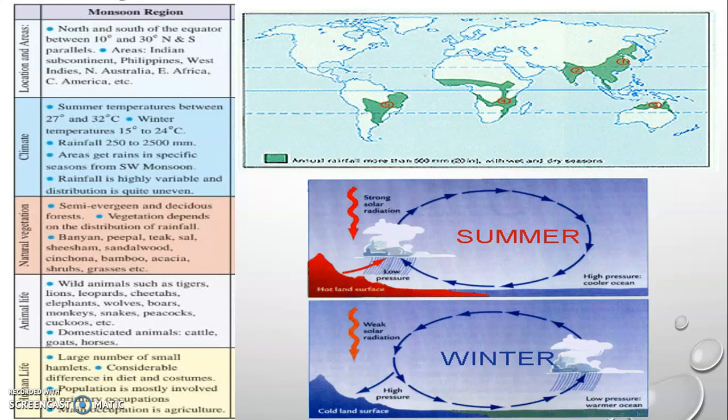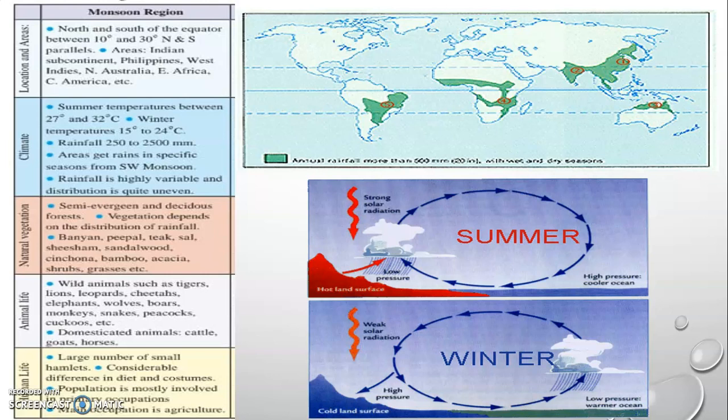The areas in the monsoon region get the winds that blow from the southwest monsoon wind, and because of this southwest monsoon wind, there are specific areas which get a heavy annual rainfall. So rainfall is highly variable and quite uneven. That is, the distribution of the rainfall in these areas is uneven. Uneven means it is not the same in every region. So the rainfall is not similar in all the regions of the monsoon region.